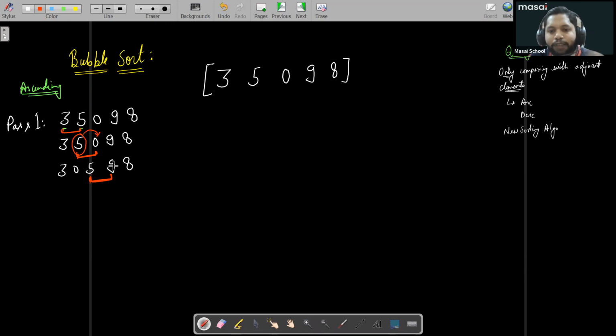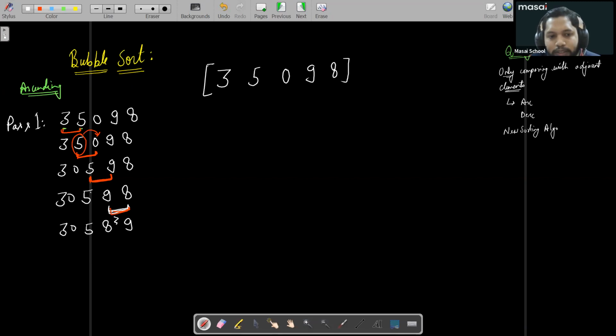Is 5 greater than 9? No. Do I need to swap it? No. I will simply move forward. 3, 0, 5, 9, 8. Again, guys, 9 and 8. Is 9 greater than 8? Yes, it is. Do I need to swap it? Yes, I will swap it, and I have swapped it.